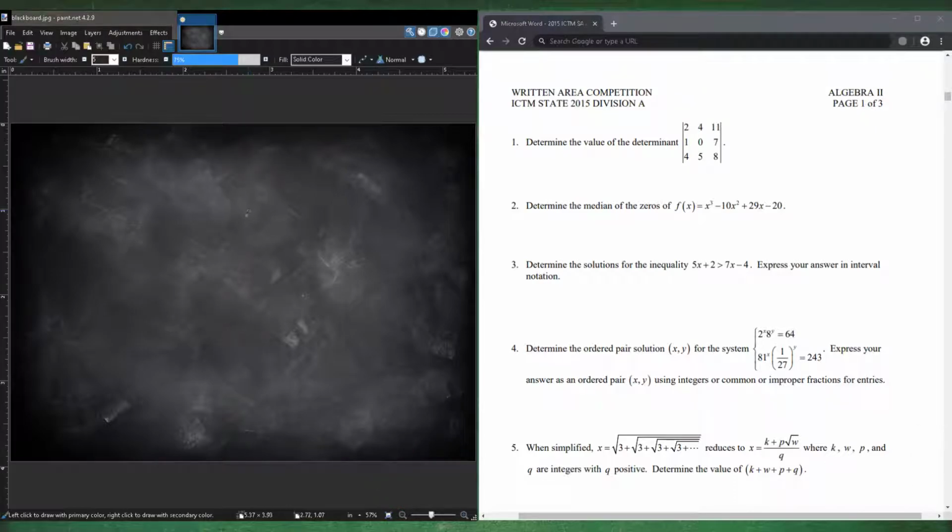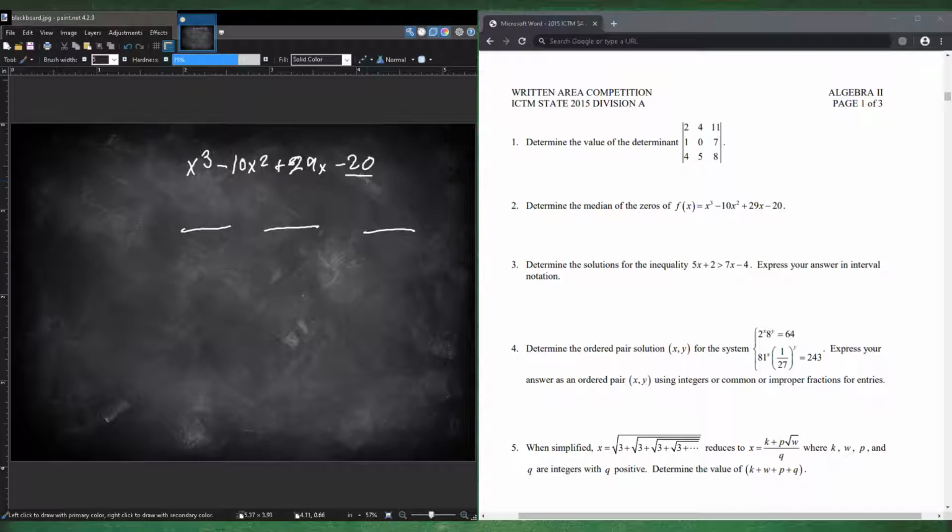Determine the median of the zeros of f of x equals x cubed minus 10x squared plus 29x minus 20. So we're looking for the median of the solutions, the middle zero. Since this is a cubic, which is the first thing I look at, that tells us that we have 3 zeros. The next term I look at is this. So this is even. Okay, that's good to know.